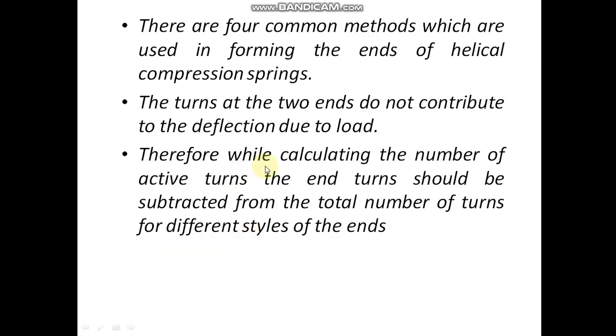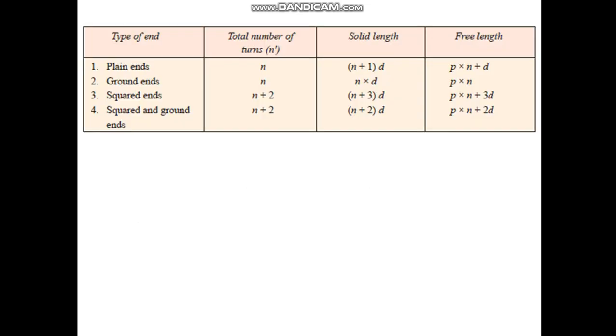So therefore, while calculating the number of active turns, the end turns should be subtracted from the total number of turns for different styles of ends. So what it means is, for plain ends, total number of turns will be n. All the turns will be contributing towards the deflection. For ground ends, again all the turns will contribute to the deflection.